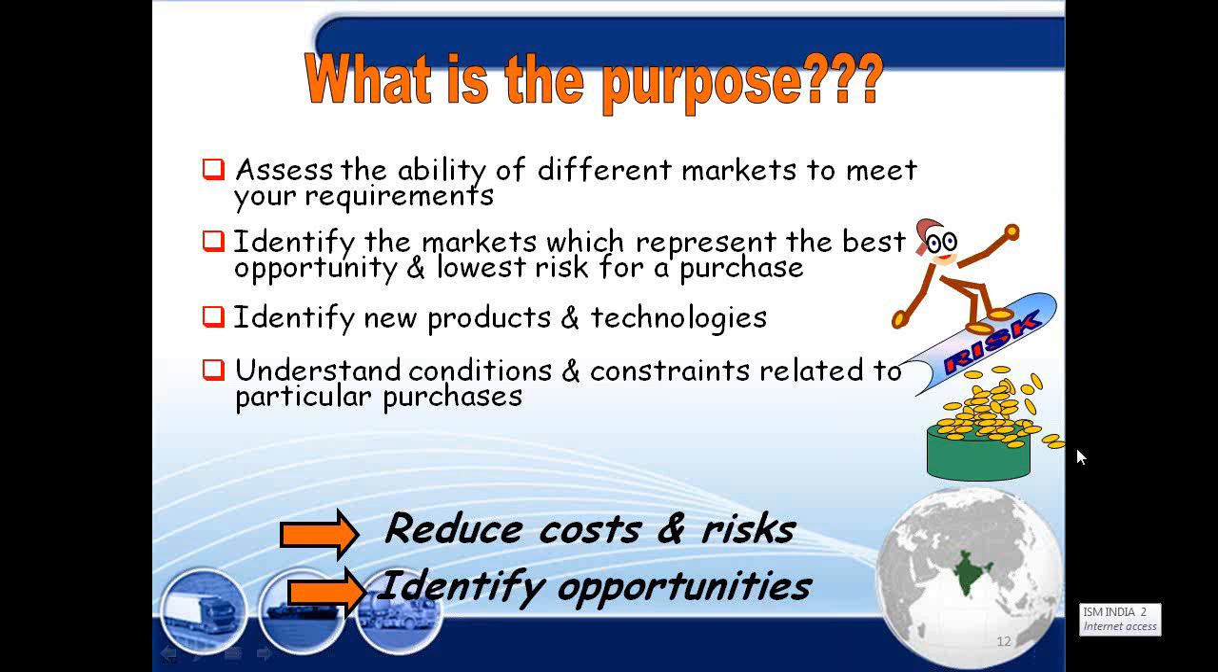You want to buy 400 kilometers of copper cables. So you may be having different types of requirements. Which are the markets that can influence you? You are in the business of buying oil, plastics. Which are the ones that can take care of you? Identify the markets which represent the best opportunity, lowest risk for a purchase.